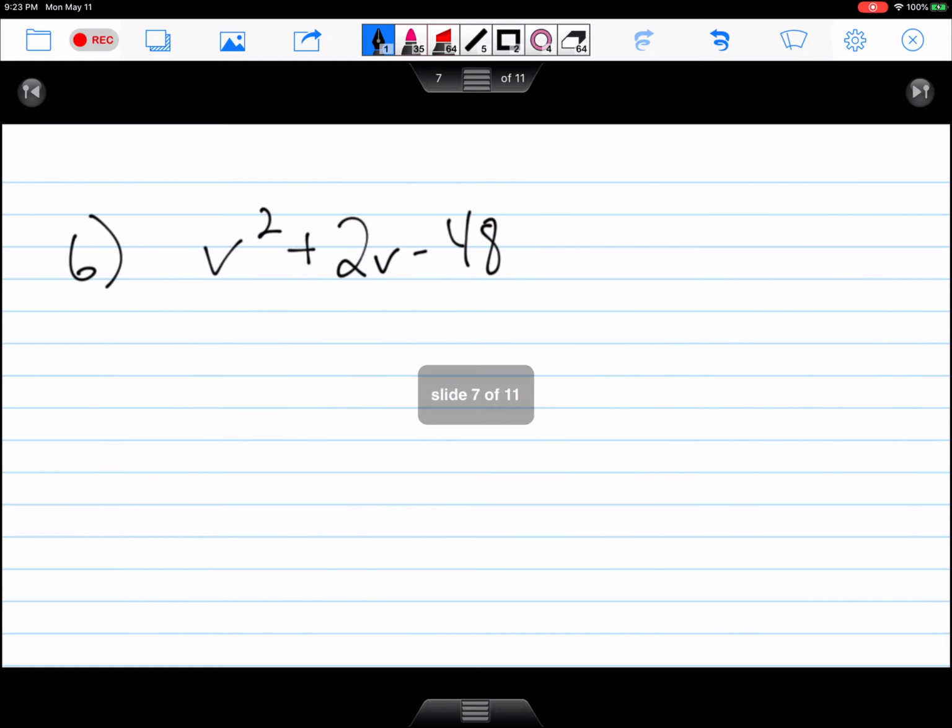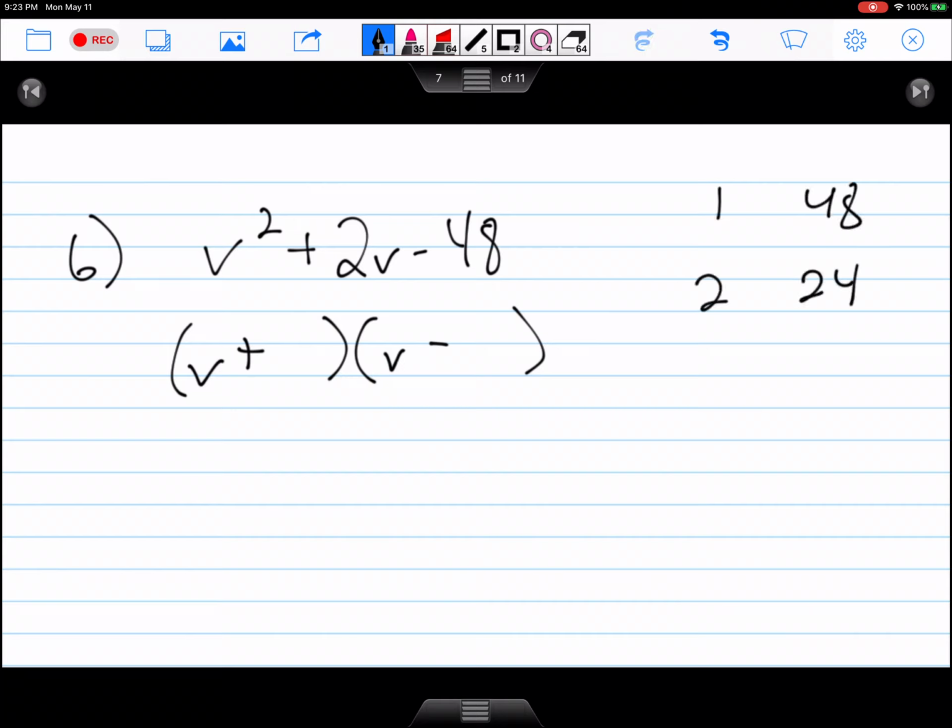Let's keep it rolling, friends. This one multiplies to be negative, and that means I need one positive, one negative. Otherwise, that wouldn't make negative. My factors are 1 and 48, 2 and 24, 3 and 16, 4 and 12, 6 and 8.